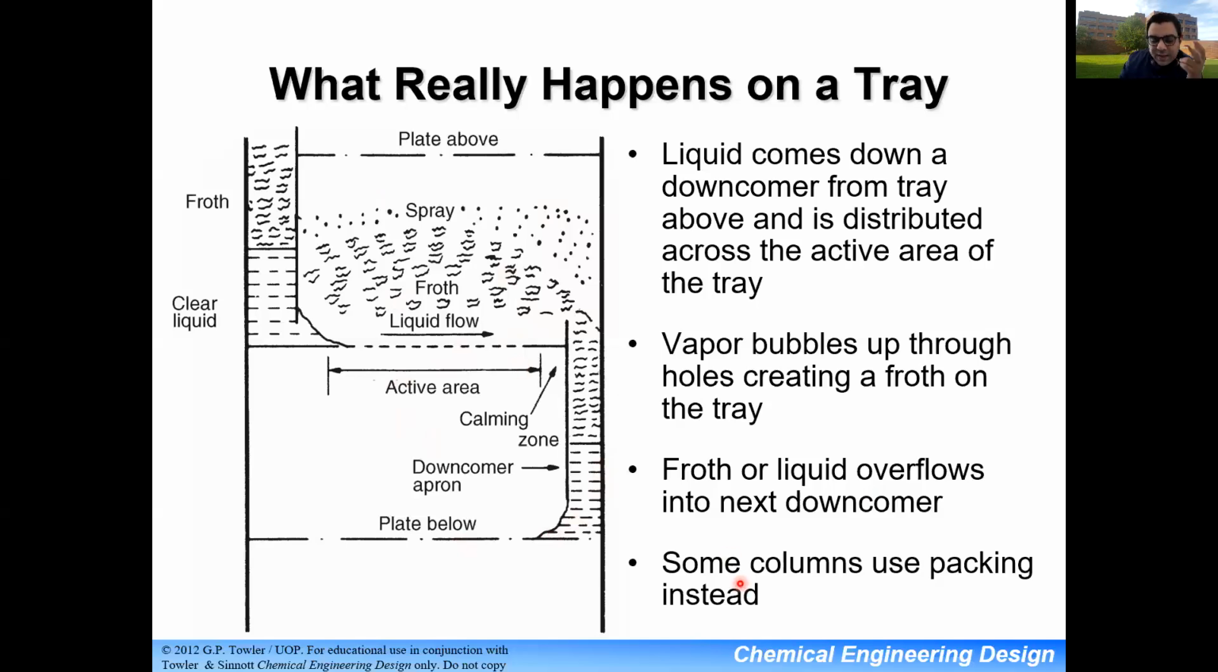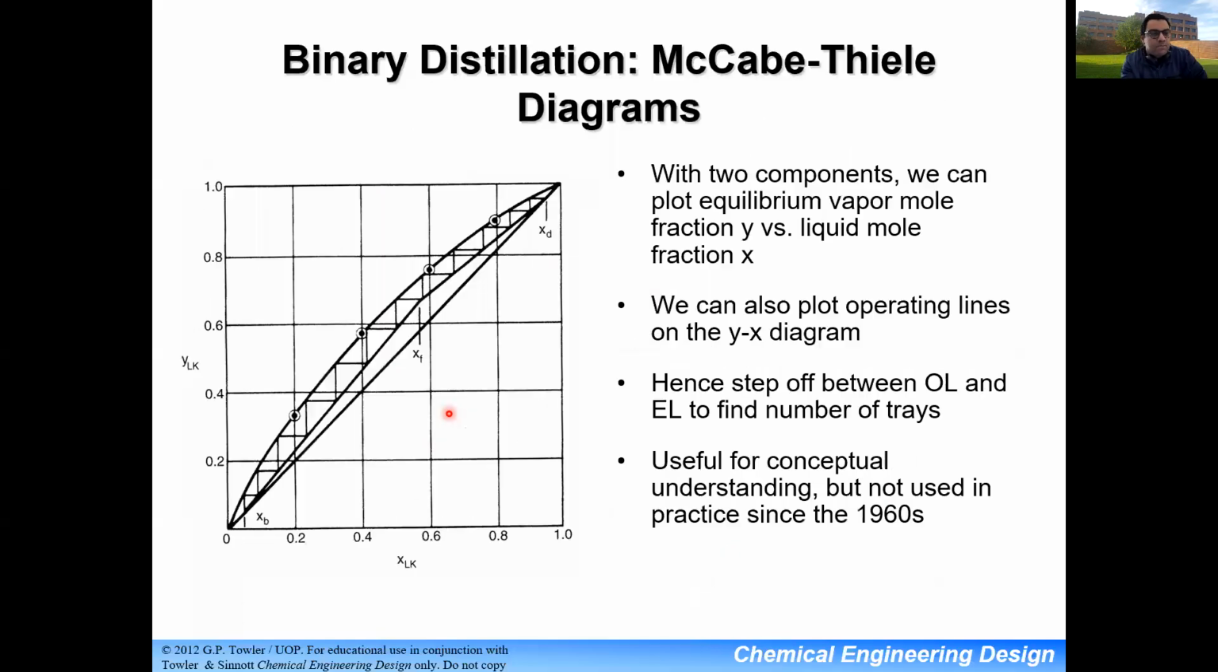Some columns use packing instead, and it's the same idea. Instead of using trays, some columns have packing. We're going to see it in the next slide. It's like small pieces, usually made of plastic or ceramic, to enhance the area available for mass and heat transfer. Okay.